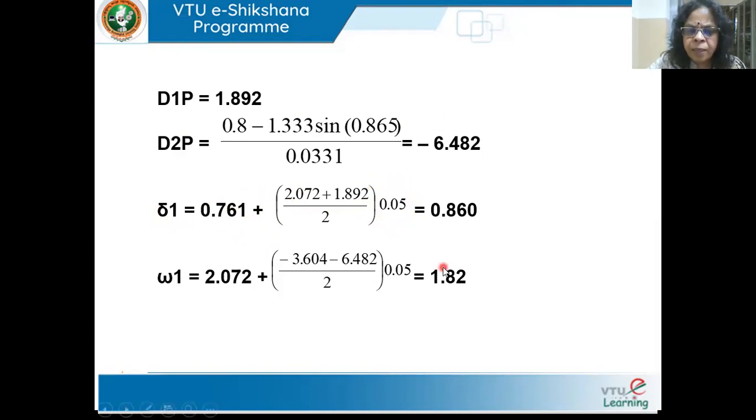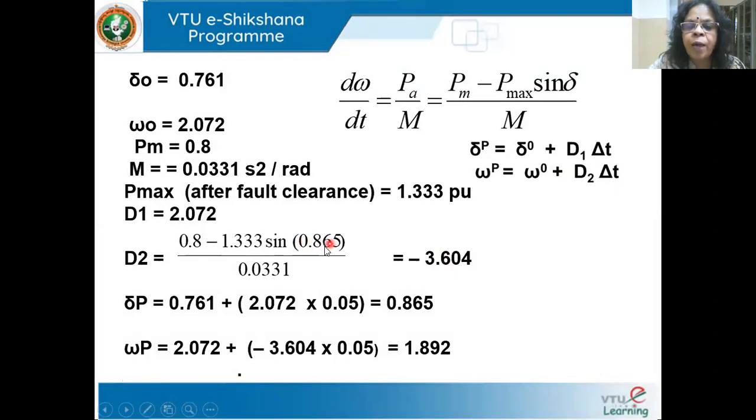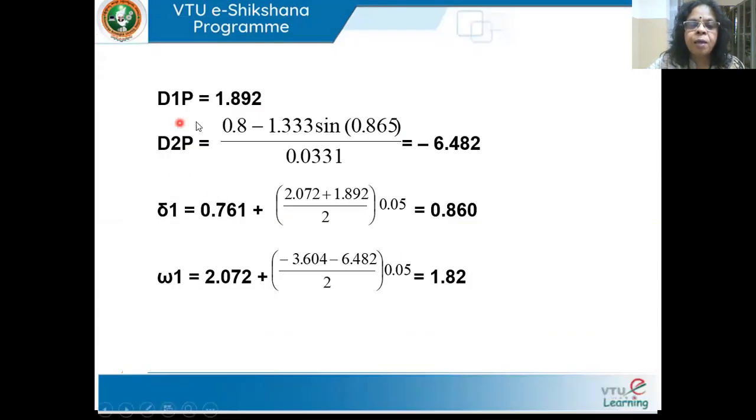So we get here, I think, this should have been 0.761, not 0.865. 0.865 is the answer. So this is 0.761 when I first do it. And I use this 0.865 in D2P. Clear? So this is how I update.